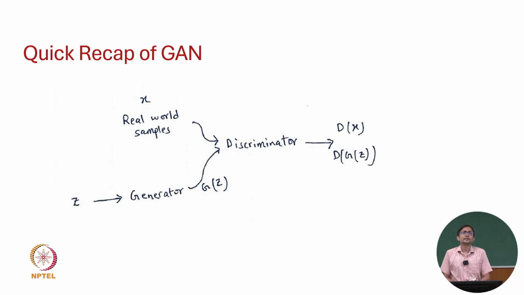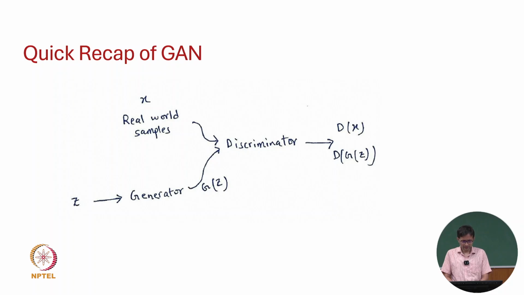Now, let us move ahead to our next topic, that is hyperspectral image enhancement. However, before going into the nitty-gritty of image enhancement, let us very quickly recap the generative adversarial network. We have studied generative adversarial networks before.